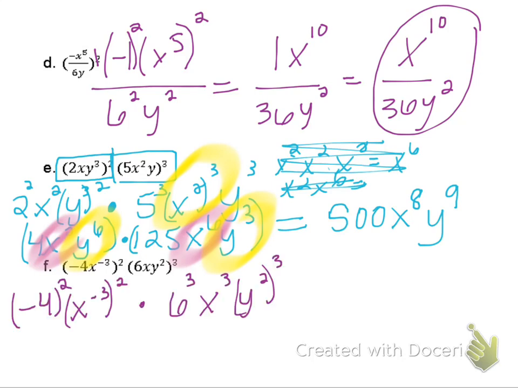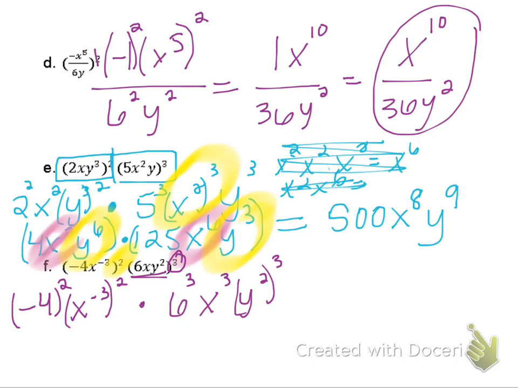Okay, to save time, I have already written out the steps for f here. I have negative 4 to the 2nd power because I'm distributing this 2 on the outside of the parentheses. I have x to the negative 3rd power squared. And then over here for the 6, I have 6 cubed. I'm distributing this exponent. X cubed and y squared cubed.